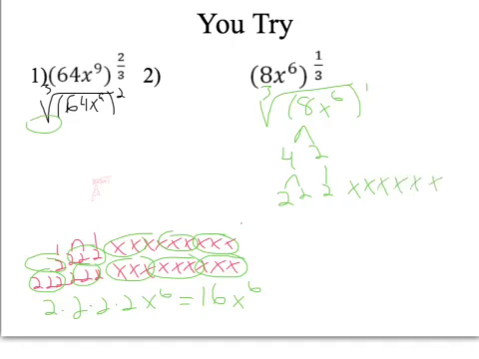Okay. My index is 3, so that means I want triplets. So I circled a 2 and 2 x's. I have nothing left over, so I have no radical sign.